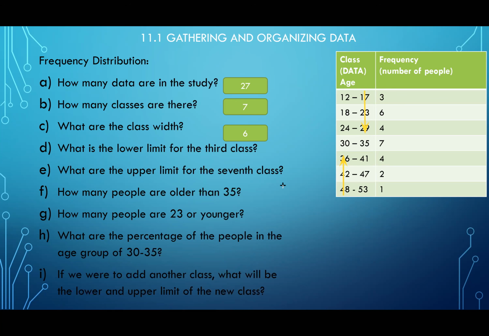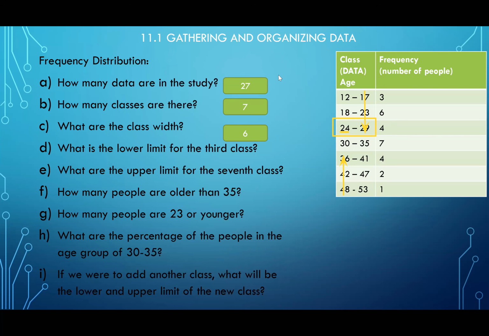They ask you, what is the lower limit of the third class? The third class, this is my first, second. My third class is right here. Everybody see that the lower limit will be 24. And if they ask you for the upper limit, it will be 29.